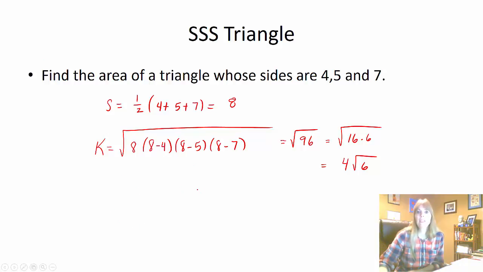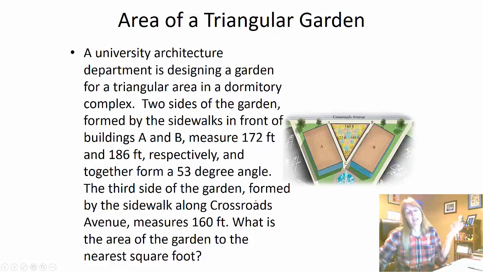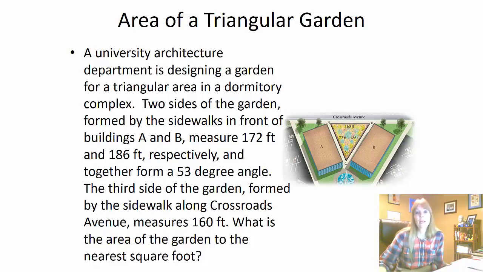So how could your mean teacher make these harder? Word problem. Haha. Again, the word problems aren't so bad if you recognize which formula to use. We're designing a garden, and 2 sides of the garden are formed by the sidewalks in front of buildings A and in front of buildings B, and we have these sides here. Together they form a 53-degree angle. The third side here is 160 feet, and I want to find this area.